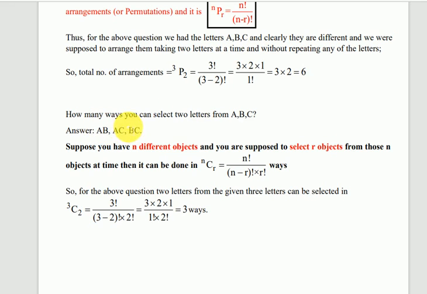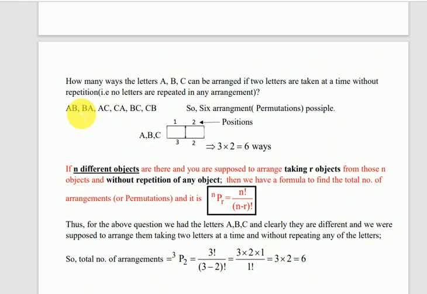When we are talking about combination, AB and BA is the same, AC and CA is the same, BC and CB is the same. By changing the position, the combination does not change. But for permutation, if you change the position, then you get a different arrangement.